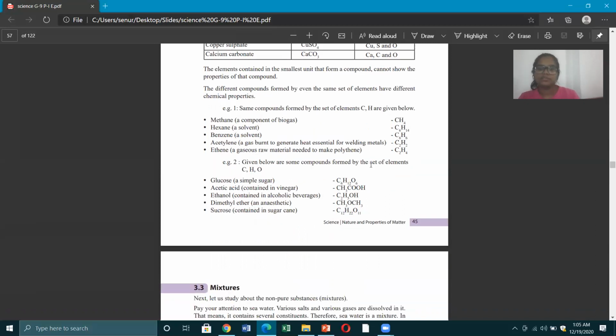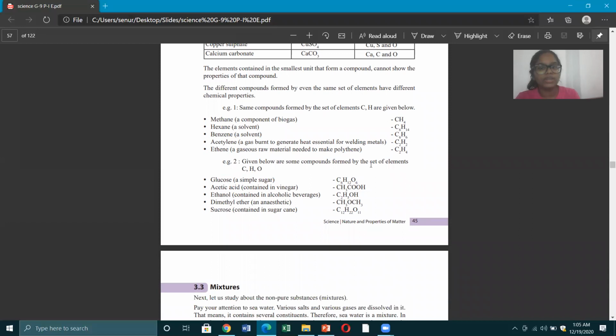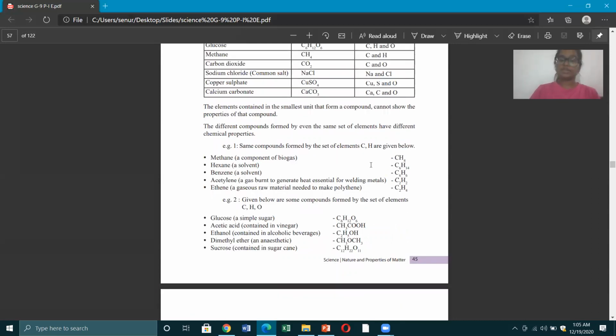Elements contained in the smallest unit that form a compound cannot show the properties of that compound, and the different compounds formed by even the same elements have different chemical properties. Yes. So that means, children, even if the elements are the same, there is an example below.